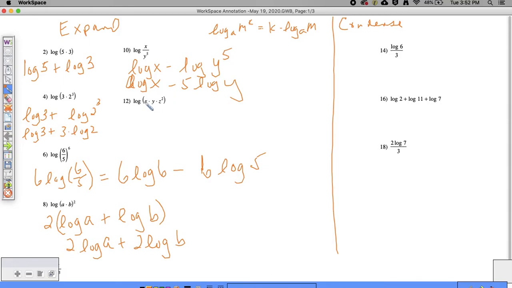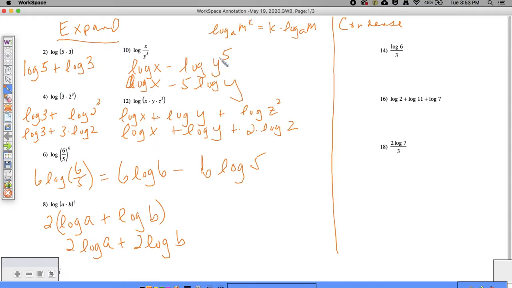Now this one's a fun one because this is a triple, so this is going to be the log of X plus the log of Y, and noticing these are all base 10 because it's easier, plus log of Z squared, but I hope you guys are like, nope, got to bring down that 2, so your final answer is going to be log of X plus the log of Y plus 2 times the log of Z. Okay, so this is expanding, so that's how we expand.